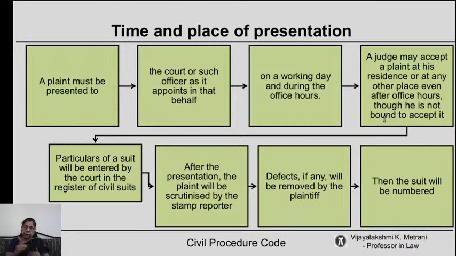Then the second topic which we have discussed is framing of suit. How the suit has to be put before the court and what are the things which should go along with that, that we have discussed. Any other question? Have you understood this?